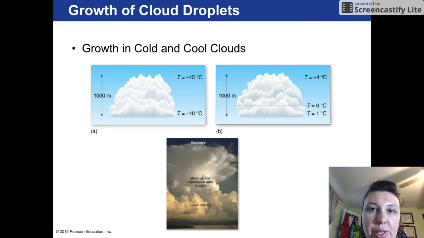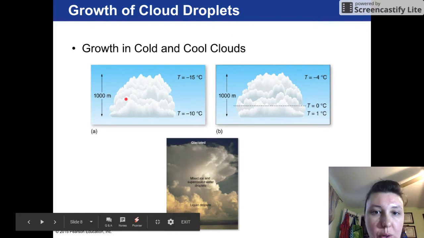All right, Module 6, this is part 3 as we're going through, and this just brings us into the speed with which this ice crystal process is taking place. It happens incredibly rapidly.